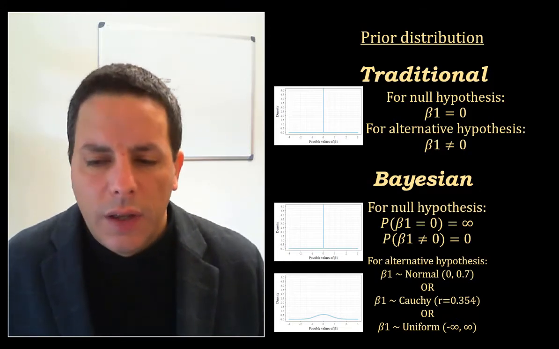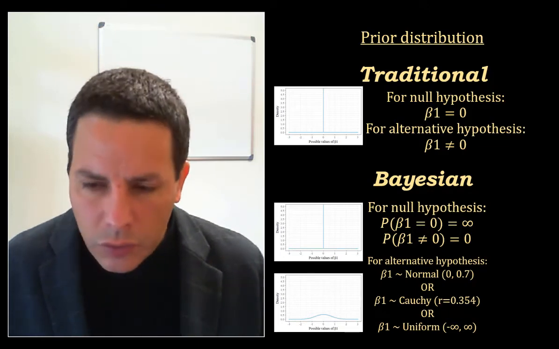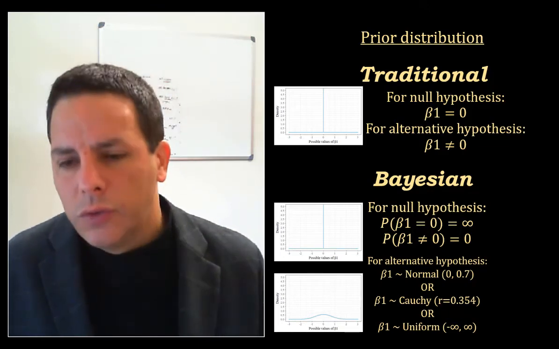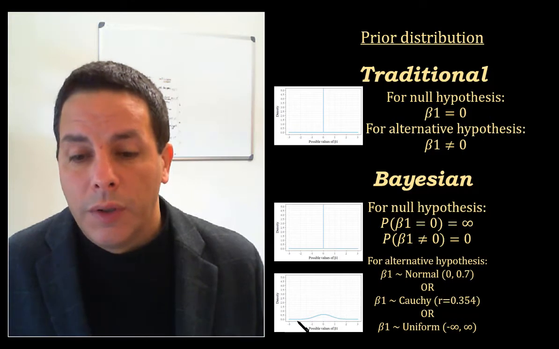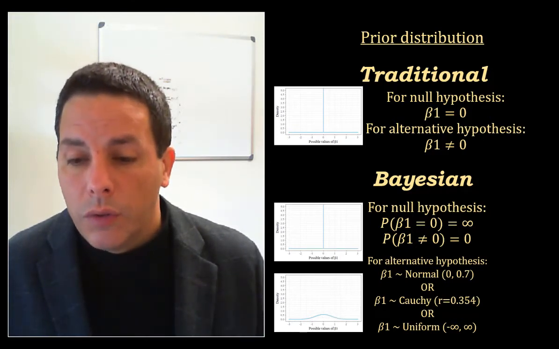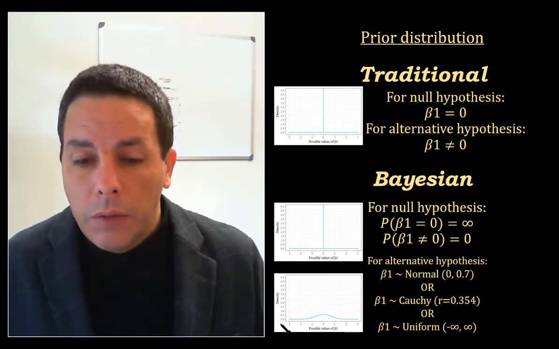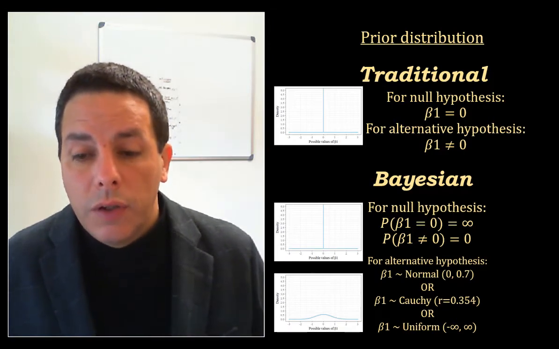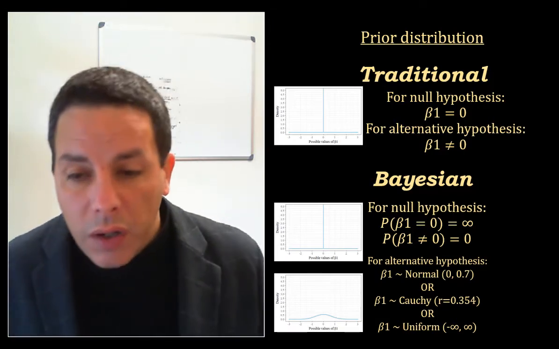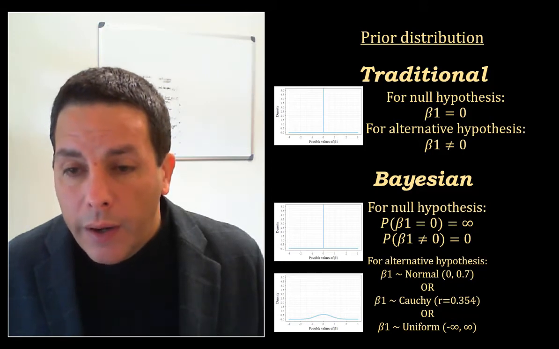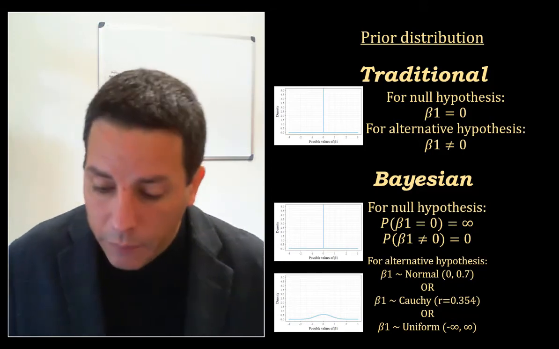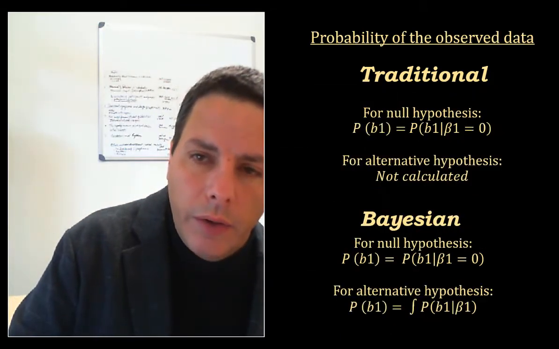We haven't seen that distribution, and we are not going to see it. Suffice it to say that it's very similar to the normal. It is symmetrical around 0. Or some people use the uniform from minus infinity to positive infinity, so basically all the values are equally likely. Okay, so that's about the prior.